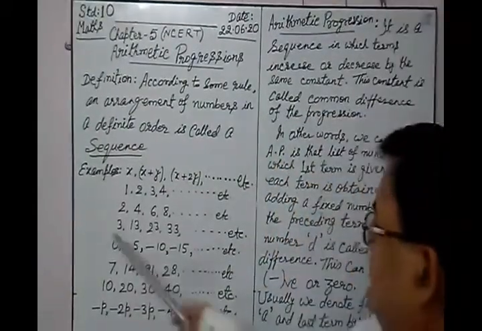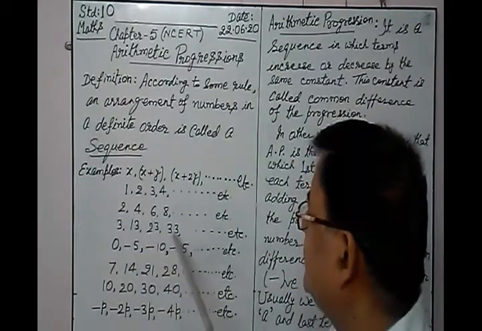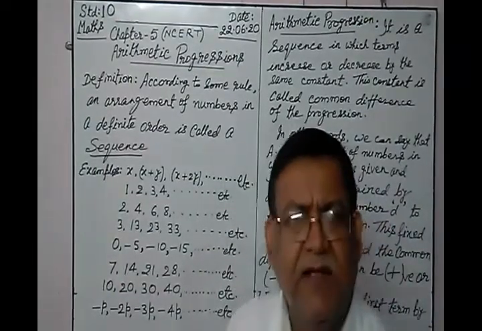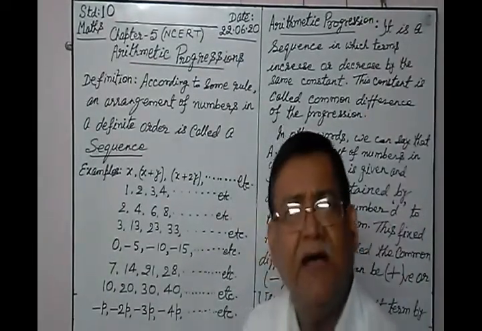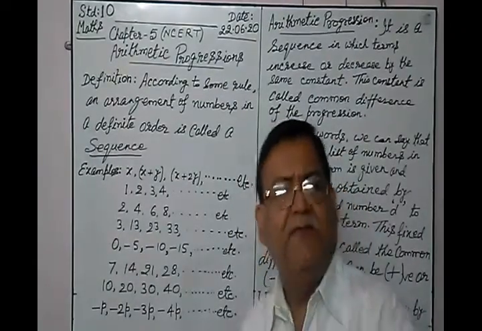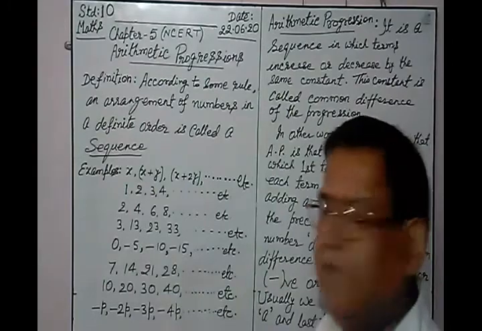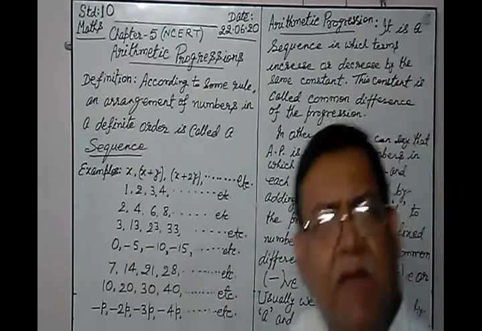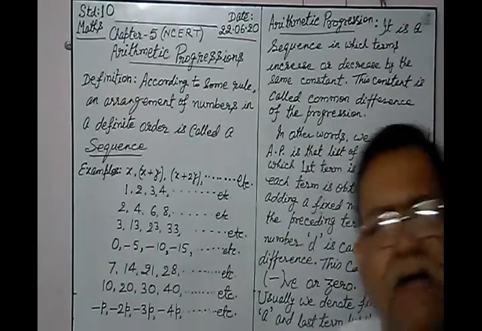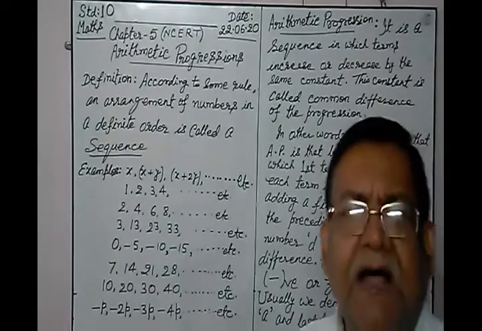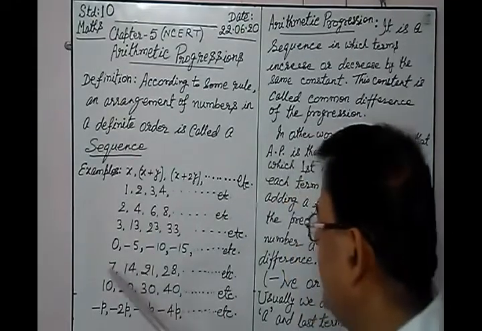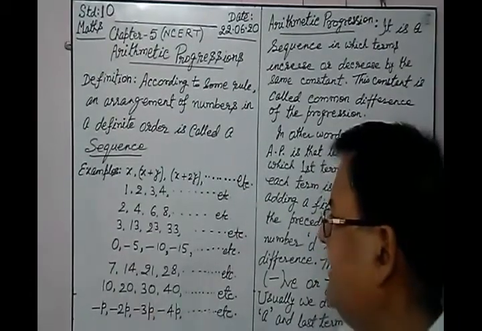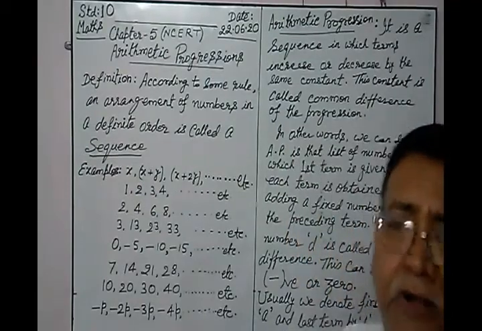Okay. Now, next. 3, 13, 23, 33, 43, 53, 63, 73, 83. Here again you see there is some rule. They are in some order. So they form a sequence. These all are the examples of sequence. Everywhere you can see 0, minus 5, minus 10, minus 15, minus 20, minus 25, minus 30, minus 35, and so on. Then see, this is in negative. They are decreasing. 7, 14, 21, 28, 35, 42, and so on.